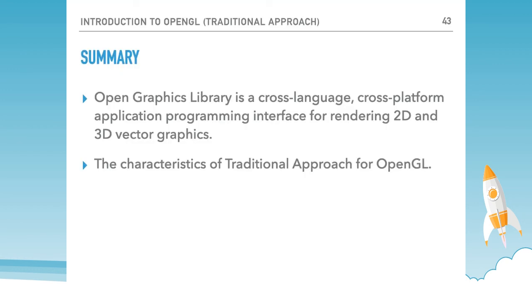What we have learned in this topic 2, part 2, is that Open Graphics Library is a cross-language, cross-platform application program interface for rendering 2D and 3D vector graphics. And also we have seen some characteristics or the basic concepts of the traditional approach for OpenGL.